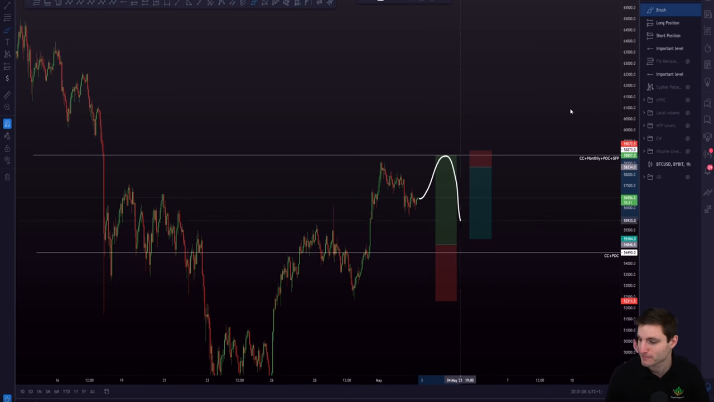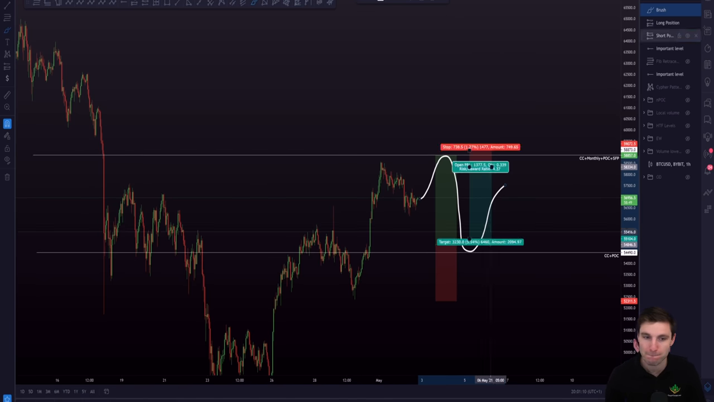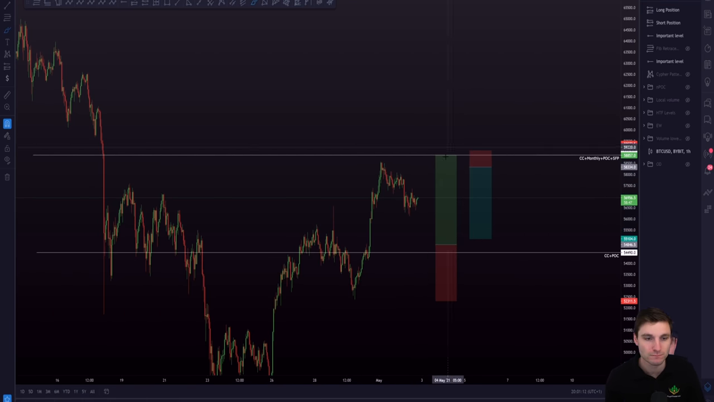You could foresee like a nice range here happening, yeah? This is really, really, really big resistance. This is really, really, really big support. So it's going to be like a battle, no?